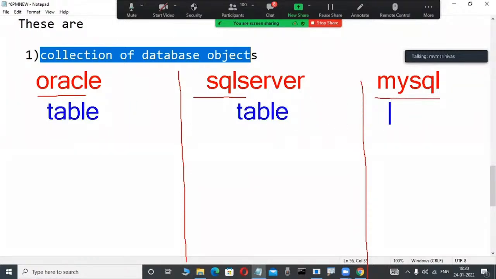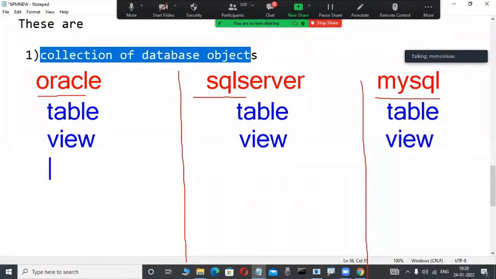Here also a table is there. In MySQL also a table is there. Same. Again, here a view is a database object. It has some purpose. Again, here also a view is there. Here also a view is there. A view is a database object. Here a synonym is a database object. What is a synonym? What is a view? We are learning. Don't worry.